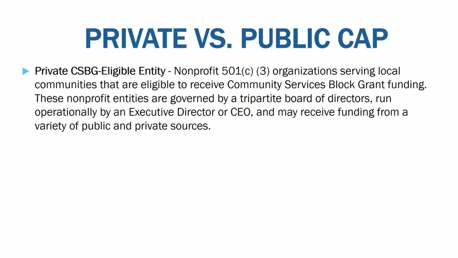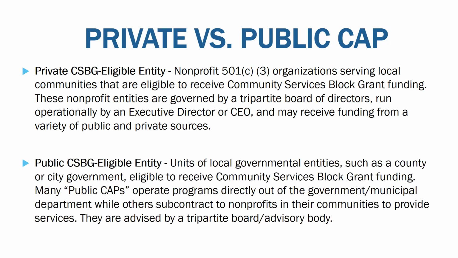So a private community action agency is a 501(c)(3) organization that is governed by a tripartite board. An example of a private CAA would be our own WYO Helps. They run several different programs such as self-sufficiency, housing, and food security. They serve 6 counties. A public community action agency can either be a local government department that is overseen by a tripartite board, or a local government board that is tripartite in structure. An example of a public CAA would be the Campbell County Cares Board.